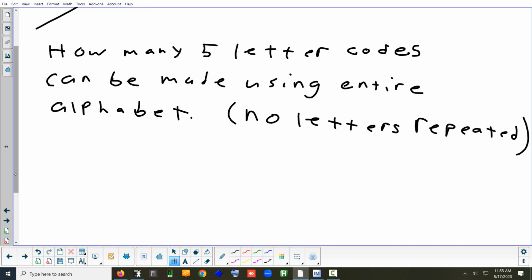All right, let's try this one. How many 5-letter codes can be made using the entire alphabet? We'll just assume capital letters, we don't have to assume upper and lower.